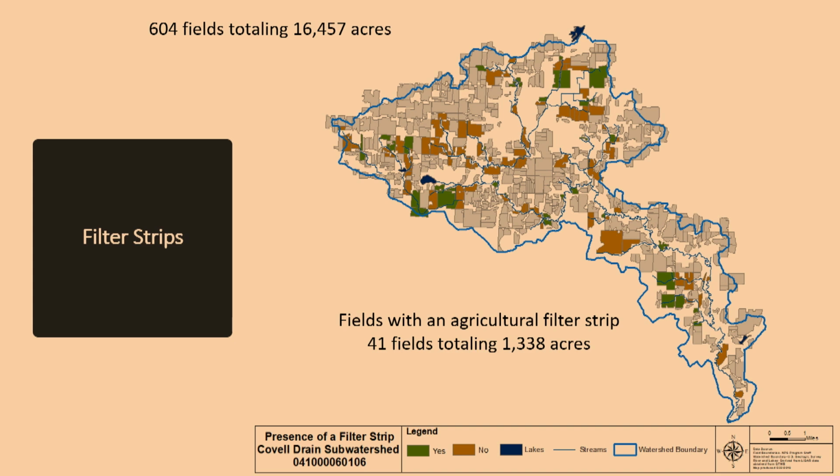From there, we take those fields that were within 50 feet, and then using aerial photography, identify which of those fields actually have filter strips. So not just a natural buffer, but an actual filter strip that the farmer planted between the cropland and the surface water. And you can see there was 41 of the fields, a little over 1,300 acres actually had filter strips in place. The remainder of the fields did not have any filter strips in place.